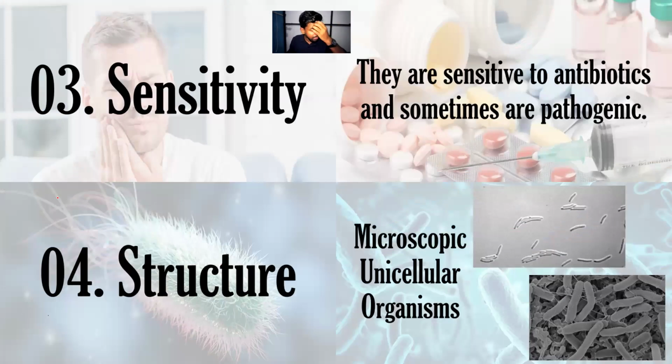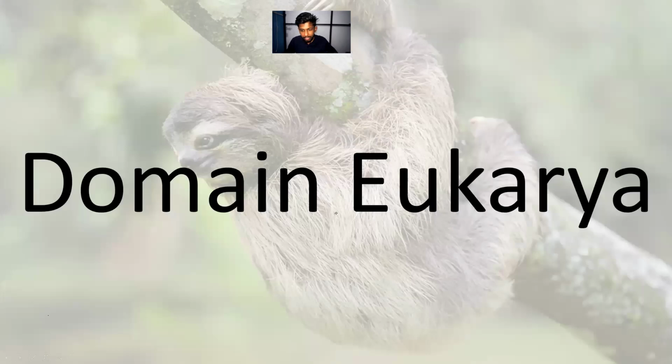Third one, sensitivity. Now try to understand, the bacteria can be killed by using medicines. So they are sensitive. Earlier it was not sensitive, but here they are sensitive. And the structure, microscopic and unicellular. Here you can see the picture, microscopic unicellular organisms. Okay. Now come to that chart.